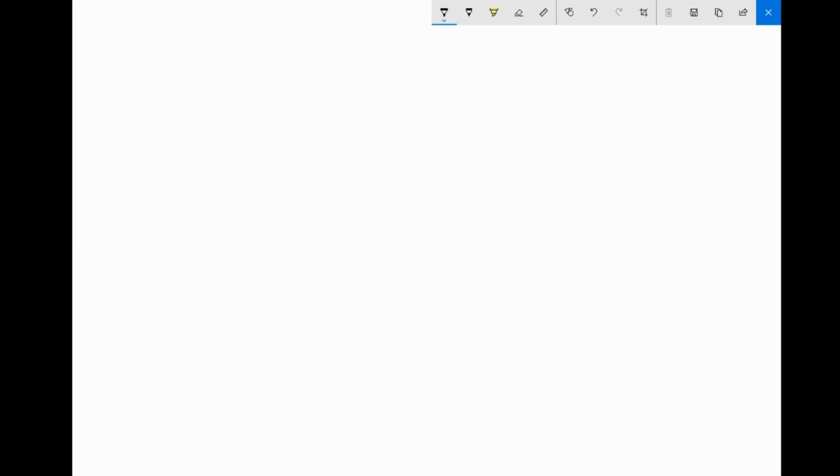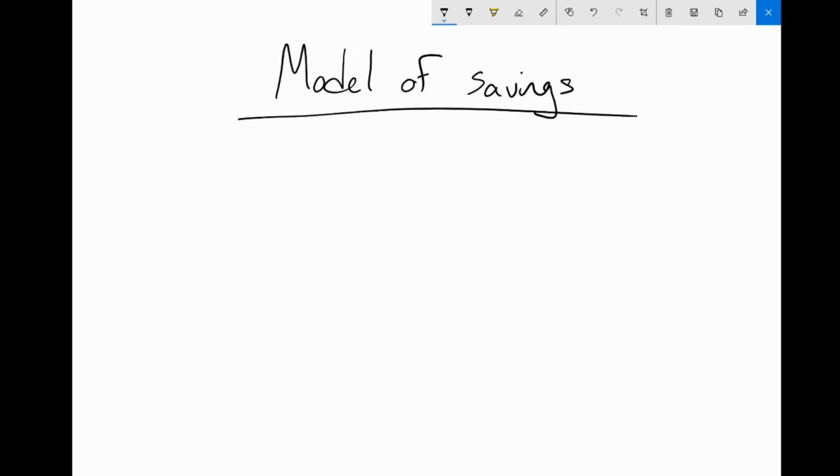Let's start with our model of investment decision making. So our model of, in this case, we can call it investment or we can call it savings. Okay, so what we want to do is we want to model, let's do this. Model of savings. All right, so let's get this thing started. So we're going to build a model. Okay, we want to look at savings behavior.